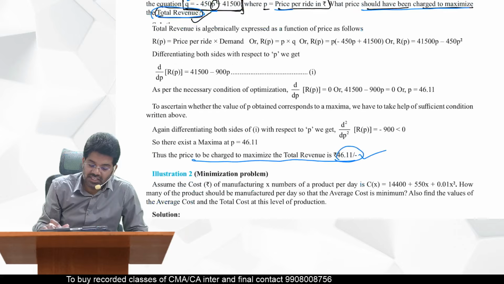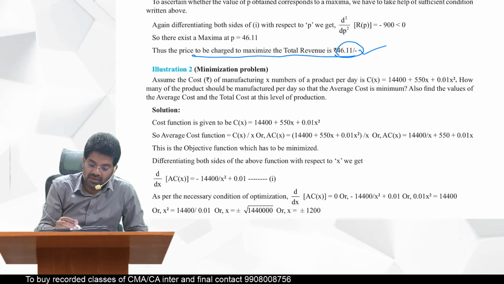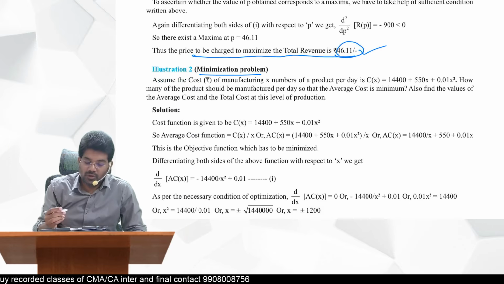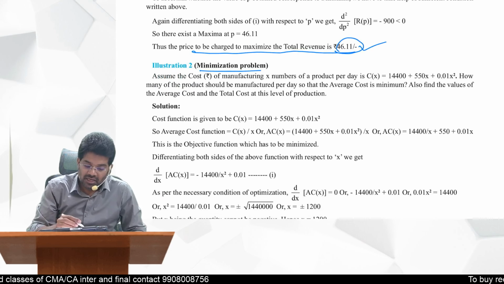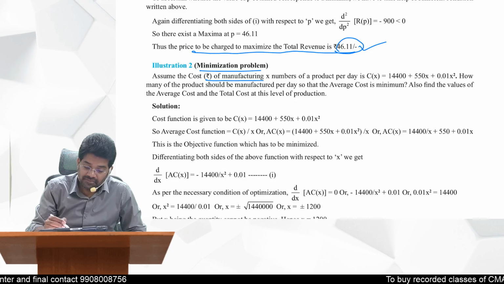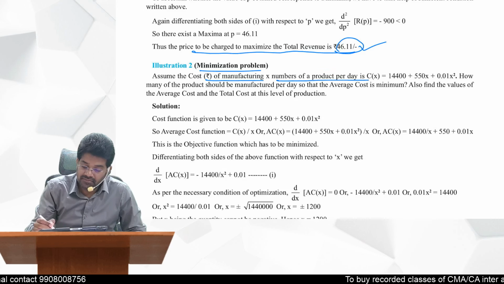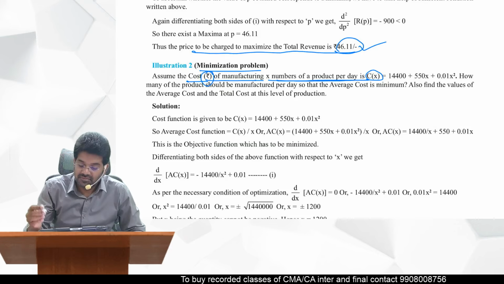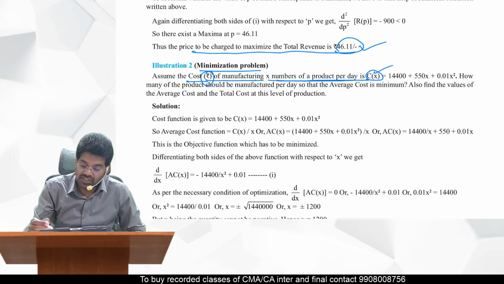With cost we can check. Minimization problem. Quickly this also we will go through. Assume that cost, that is rupees of manufacturing X numbers of a product per day. So cost function they have given. Assume the cost in rupees manufacturing X number of products per day. So directly they have given now the cost function. This is total cost function they have given. So only one variable is there.